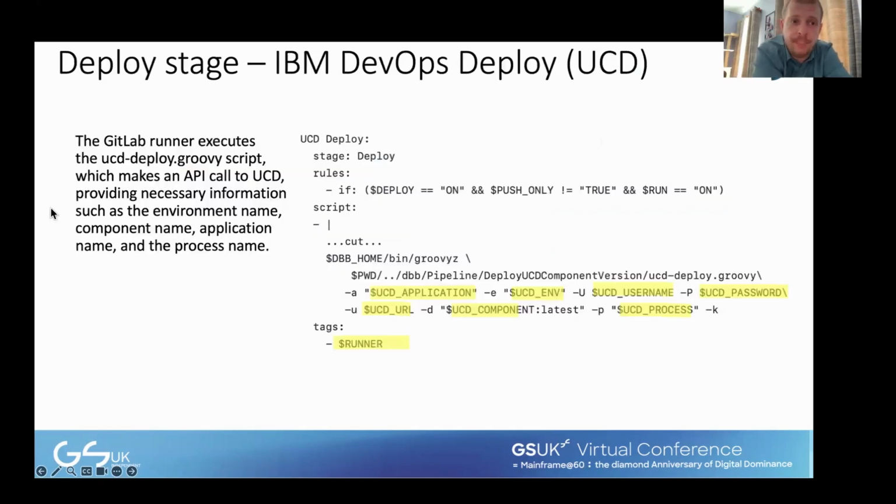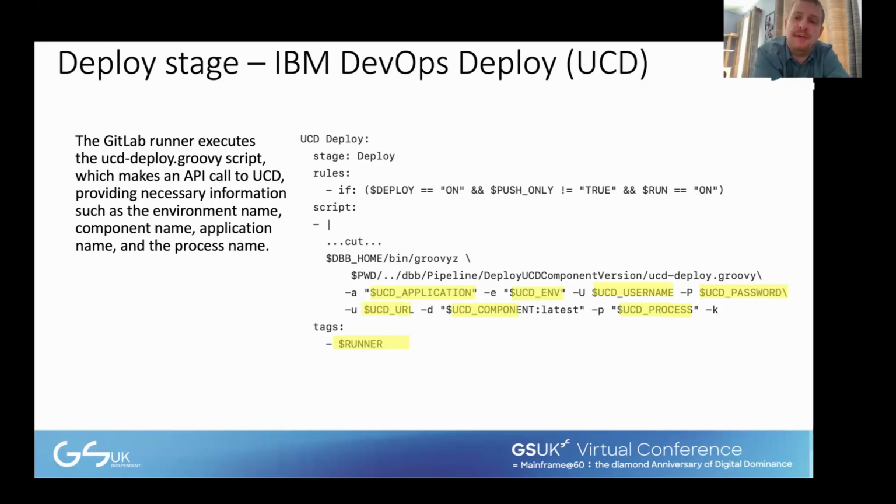The last stage, that's how you call it, is the deploy. At this stage, GitLab runs another IBM DBB script called UCD deploy groovy. This script makes an API call to UCD, IBM DevOps, asking it to run a predefined process, for example, deploy. Then inside of the UCD, you would have configured environments and the deploy process itself, which, for example, pushes the new code to PDS and performs a new copy in CICS.